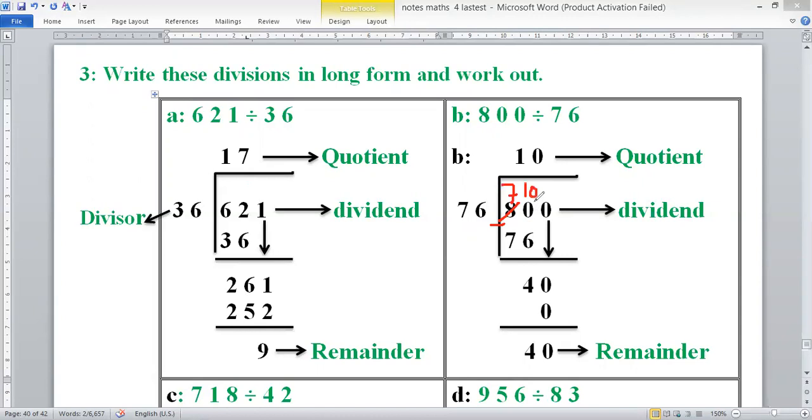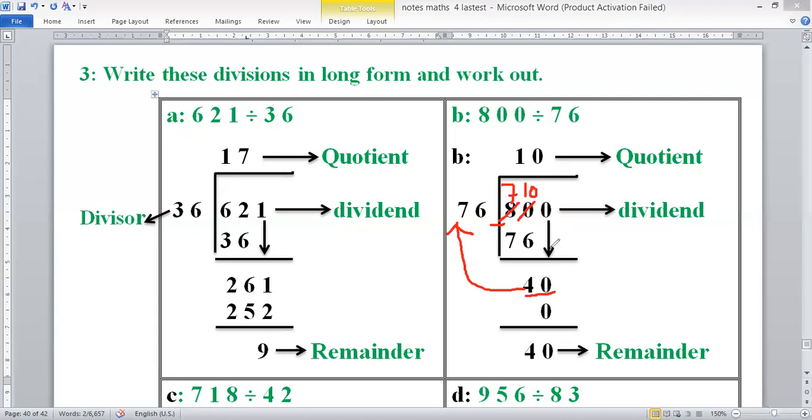10 plus 0, 10. 10 minus 6, 4. Shift this 0 here. Here we get 40. Here is a very important point, students, that I want to discuss with you. When you shift a digit down, you get 40, and 40 is still less than 76. But it doesn't mean you will not divide 40 by 76. If you do not divide this 40, it means your answer will be wrong.